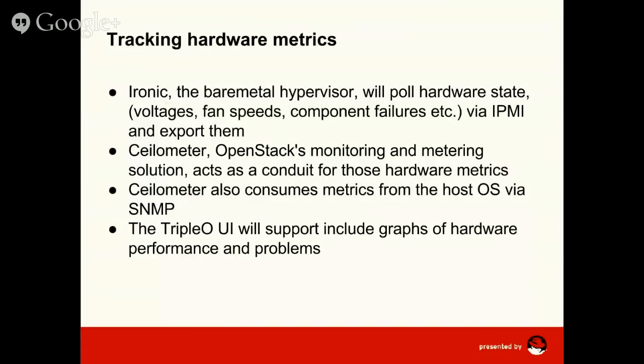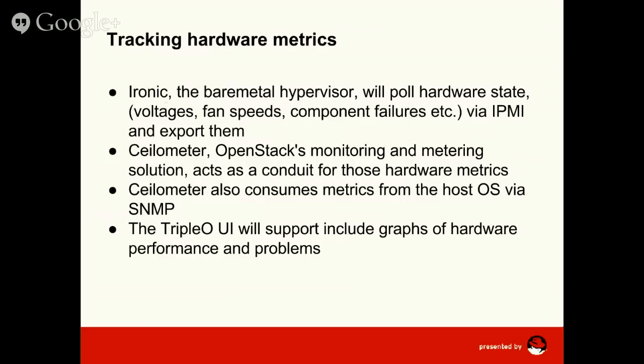Ironic uses IPMI to talk to the servers, gets a whole load of metrics about the hardware state, which can include things like fan speeds and all kinds of low-level information about what the machine is doing. And Ironic then exports that information to Ceilometer. Now, Ceilometer is OpenStack's monitoring and metering solution, and it receives notifications and alerts about all kinds of conditions from all kinds of components and stores them and makes them available to web UIs or any other tool that wants to use them. So Ceilometer will get all of this hardware state.